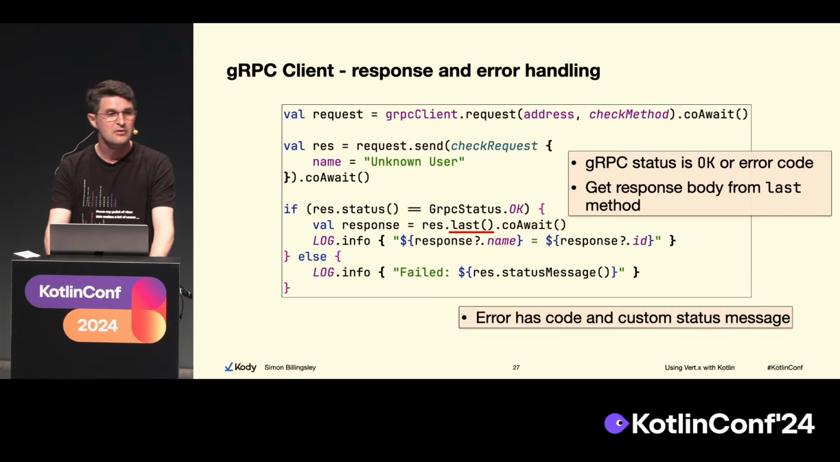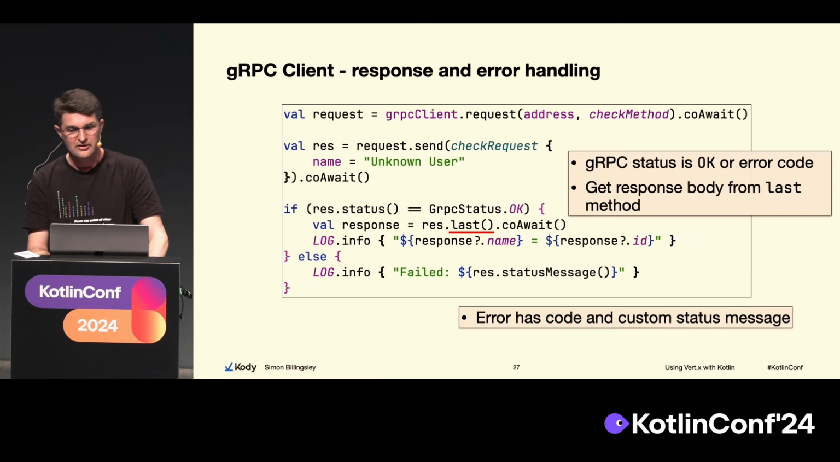And the response body is retrieved using the last method on the response object if the status is OK. If the status is not OK, then an exception is thrown by Vertx in this case. So you have to check the status first. In the case of an error from the service, then you can map that to a custom status code and message. And that's accessible on the response object.